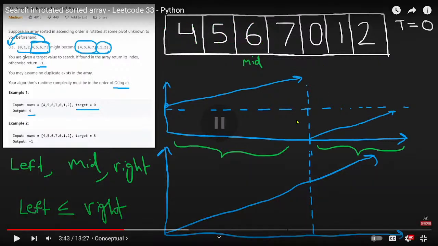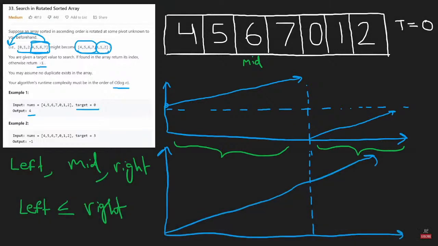What if our target is less than the middle value? So what if our target was less than 6? Well, these two numbers are less than 6, and these 3 numbers are less than 6. So how do we know which way to go? Do we go left or do we go right? Because we can't go both directions in a binary search.